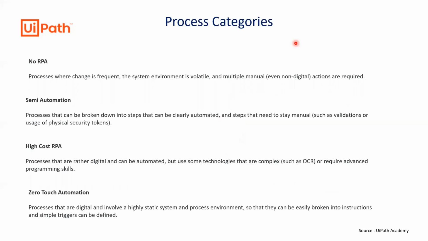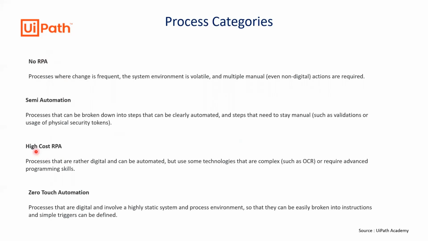After that, once you are done with all of these things, you have to decide what this process is. Is it a no RPA process? Which means the process is frequently changing. I say, okay, next week it is database, the other week it is SAP, the other week it is email, right? Then it is a no RPA for me, right? The environment is volatile and multiple things are changing. Then it is a no RPA. Semi-automation, where I say that, okay, I may not automate all the 20 steps, but let's break it. We can only automate 15 steps, 5 steps we will stick to the manual, right? Such as validation, security token. So that process is called semi-automation.